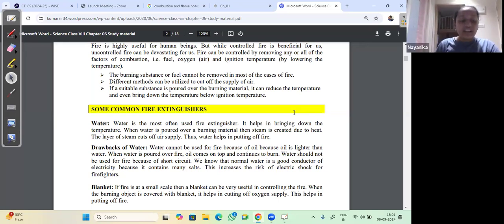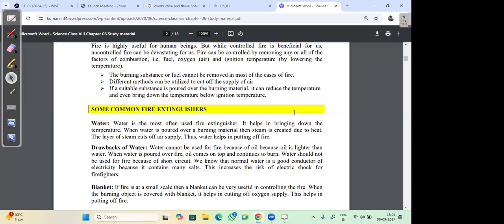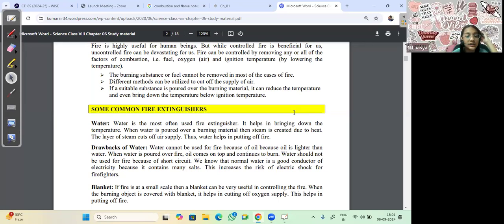Because usually in any area you can find water rather than a blanket or something like a fire extinguisher. Water is easily available. Water is used because, except for electric shocks, we can use water in buildings, or for anything where petrol works like that. We can use sand and water, whereas in electric shocks, we can use sand.